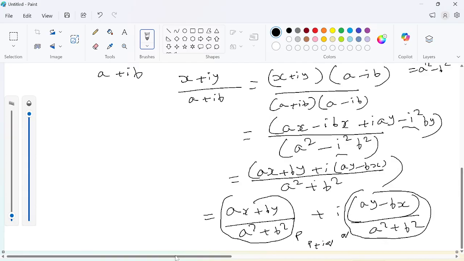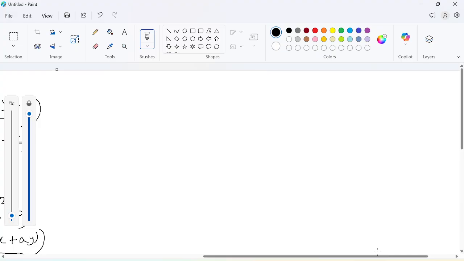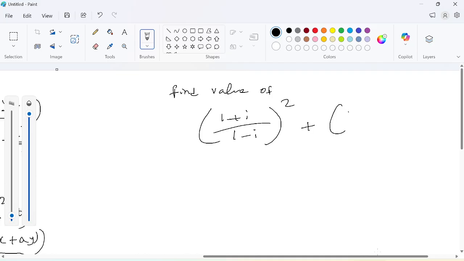Okay. Now let us see one example. Now I have: find the value of ((1 + i) by (1 - i)) whole square plus ((1 - i) by (1 + i)) whole square. Okay. How can I do this? See, this is one complex number division, this is another complex number division.